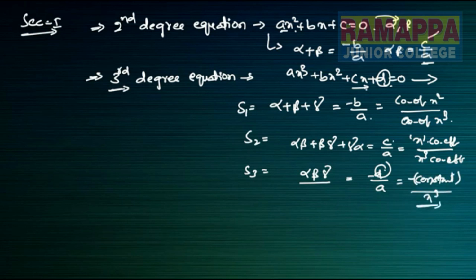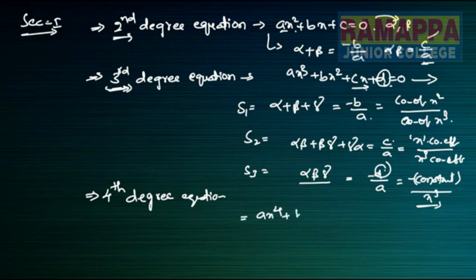These are the important relations for the roots of the third degree equation and the second degree equation. Now the fourth degree equation is also found in this chapter. The fourth degree equation is ax⁴ + bx³ + cx² + dx + e = 0, where e is the constant term.